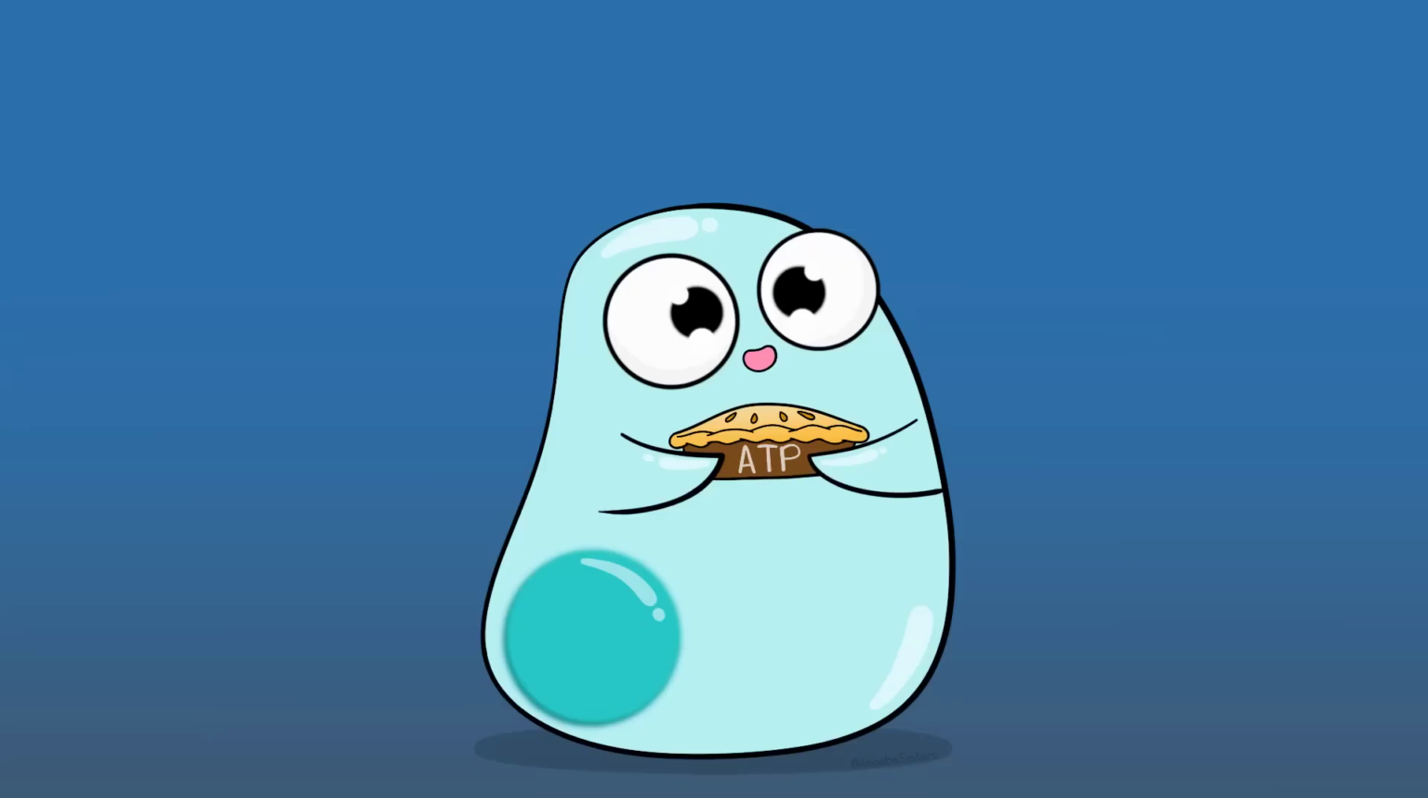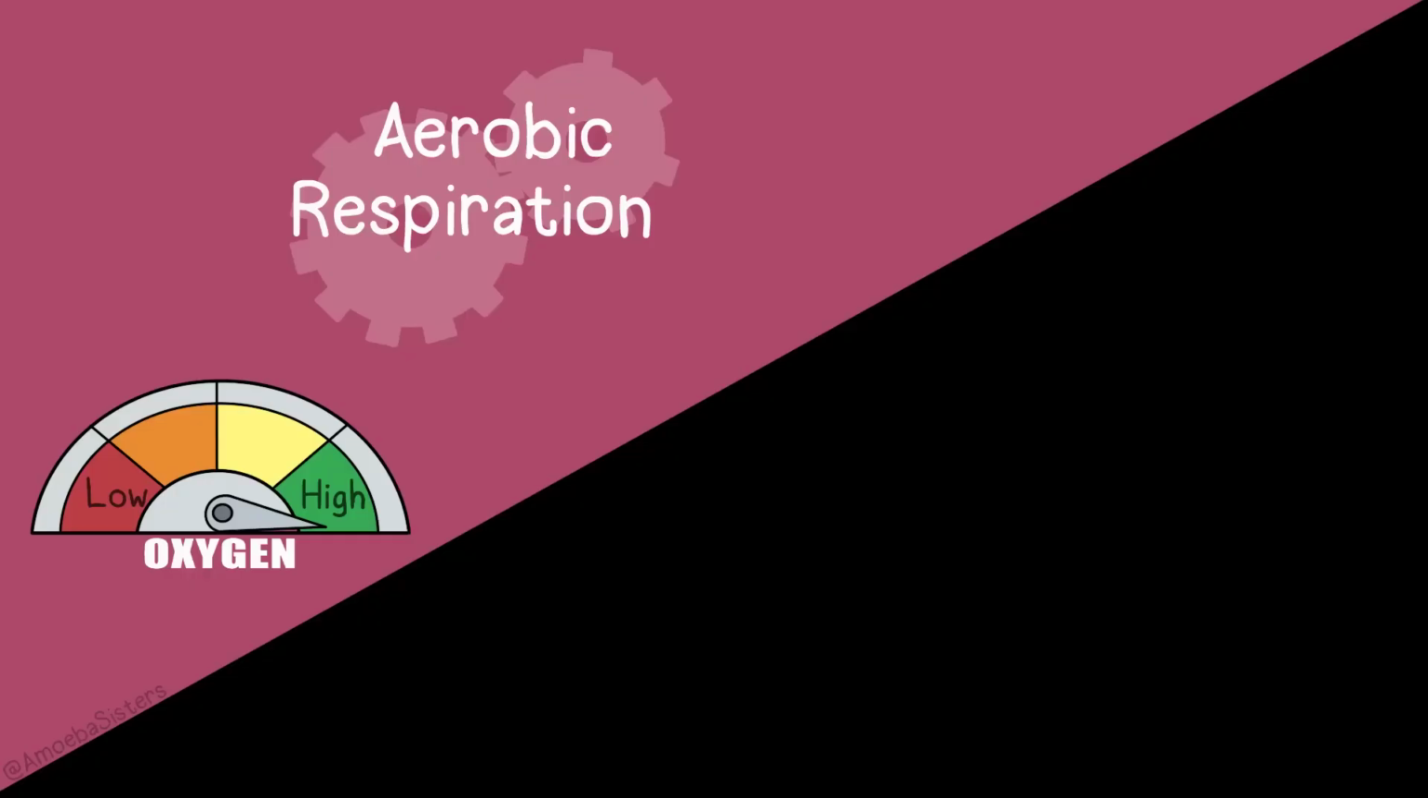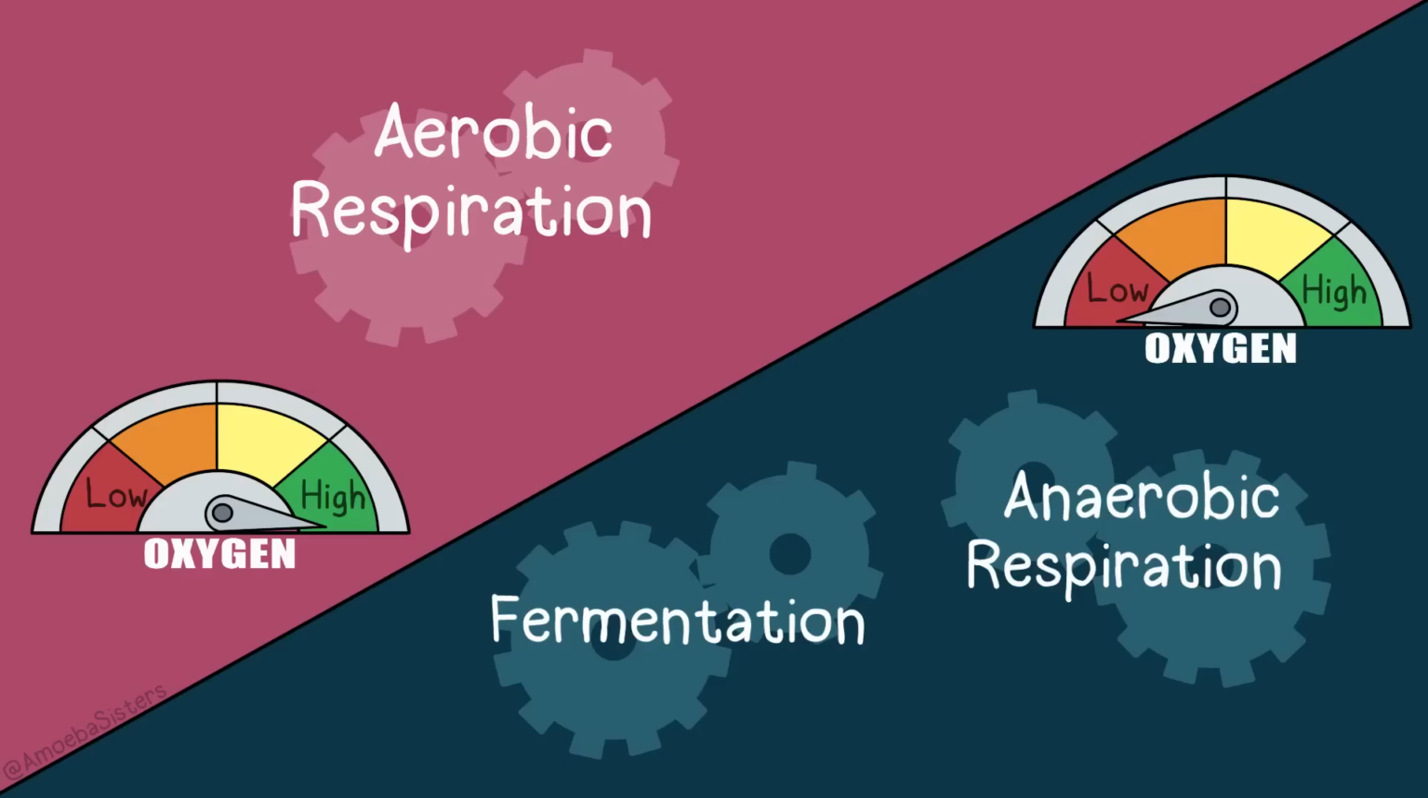All cells need ATP, and so they need processes that can be used to generate it. But the process can differ. It might involve oxygen, such as aerobic cellular respiration. It might not involve oxygen, such as anaerobic respiration or fermentation.